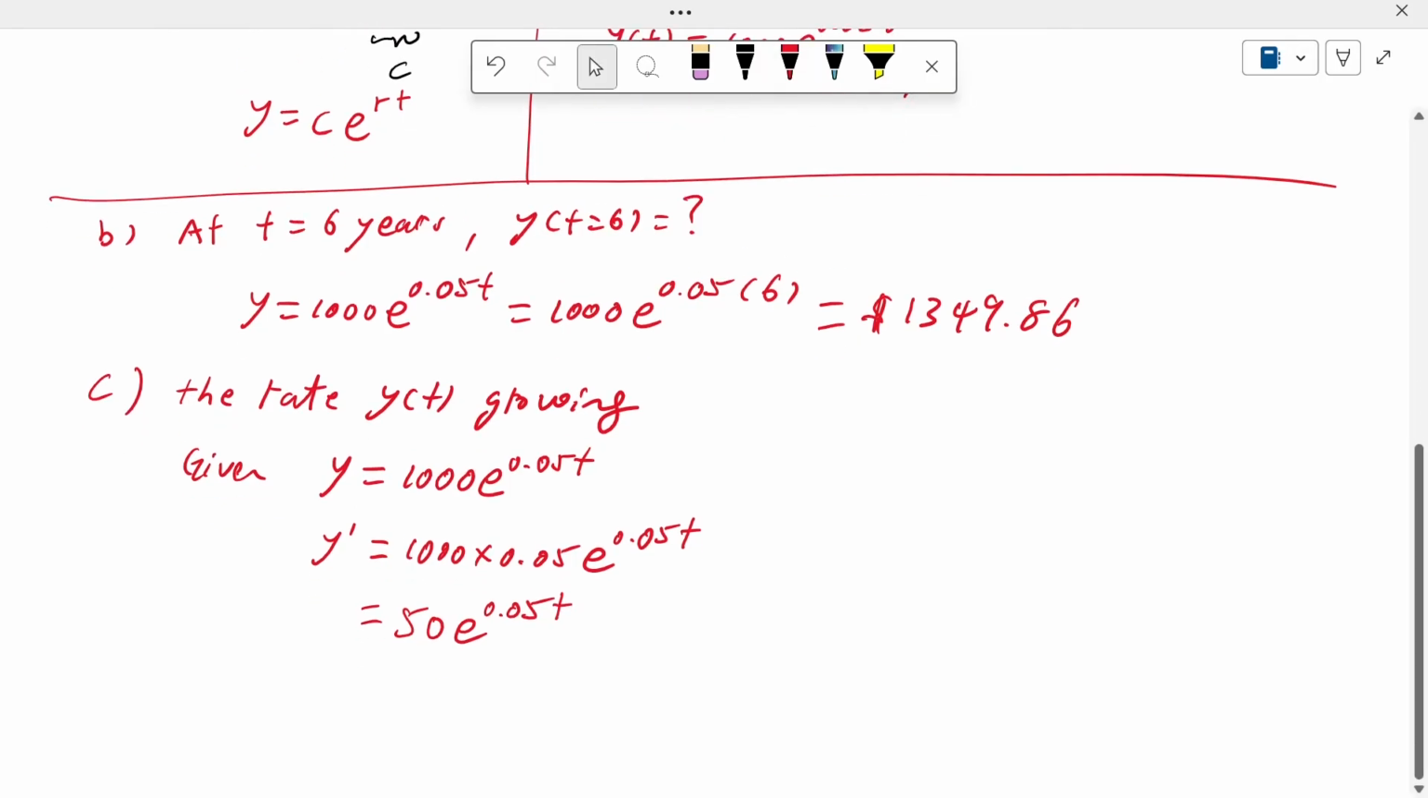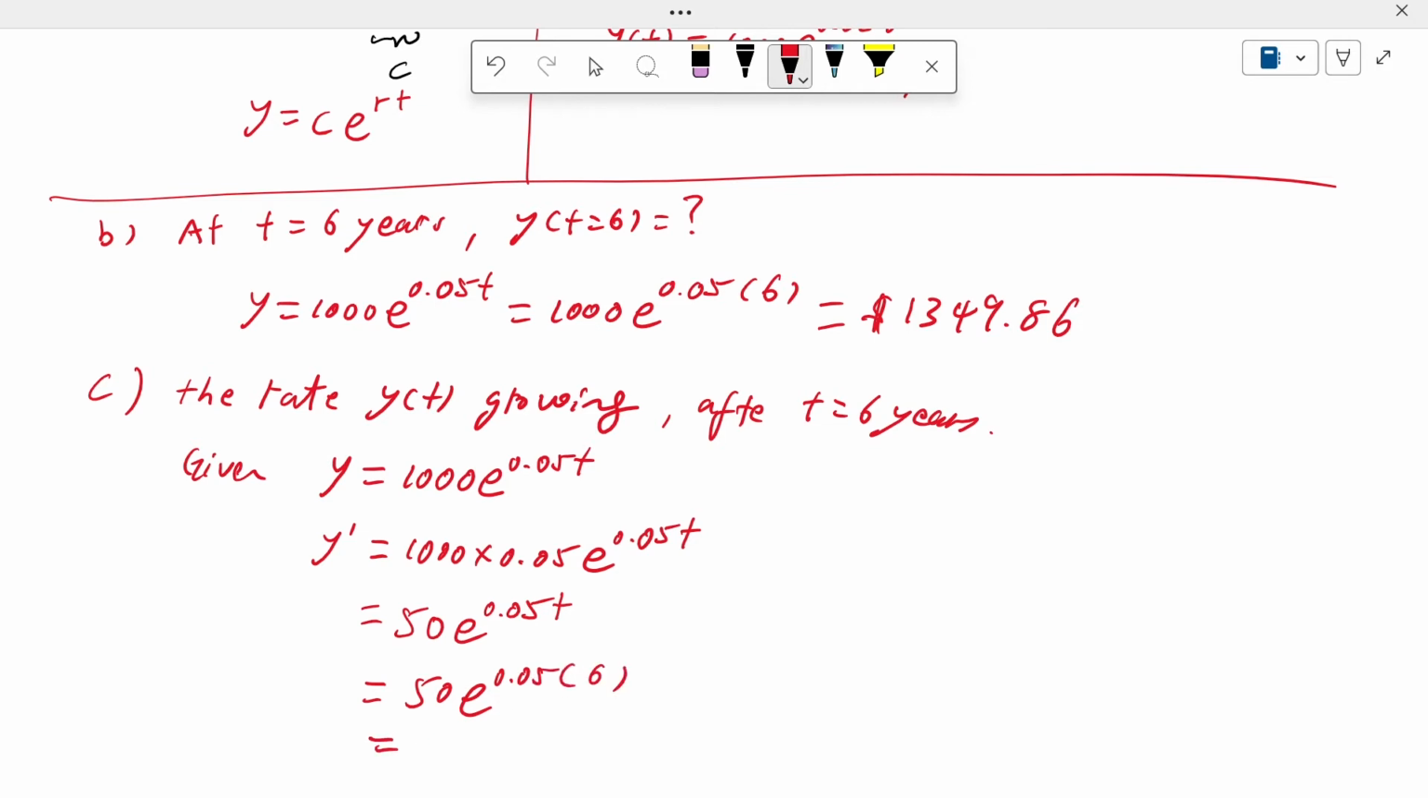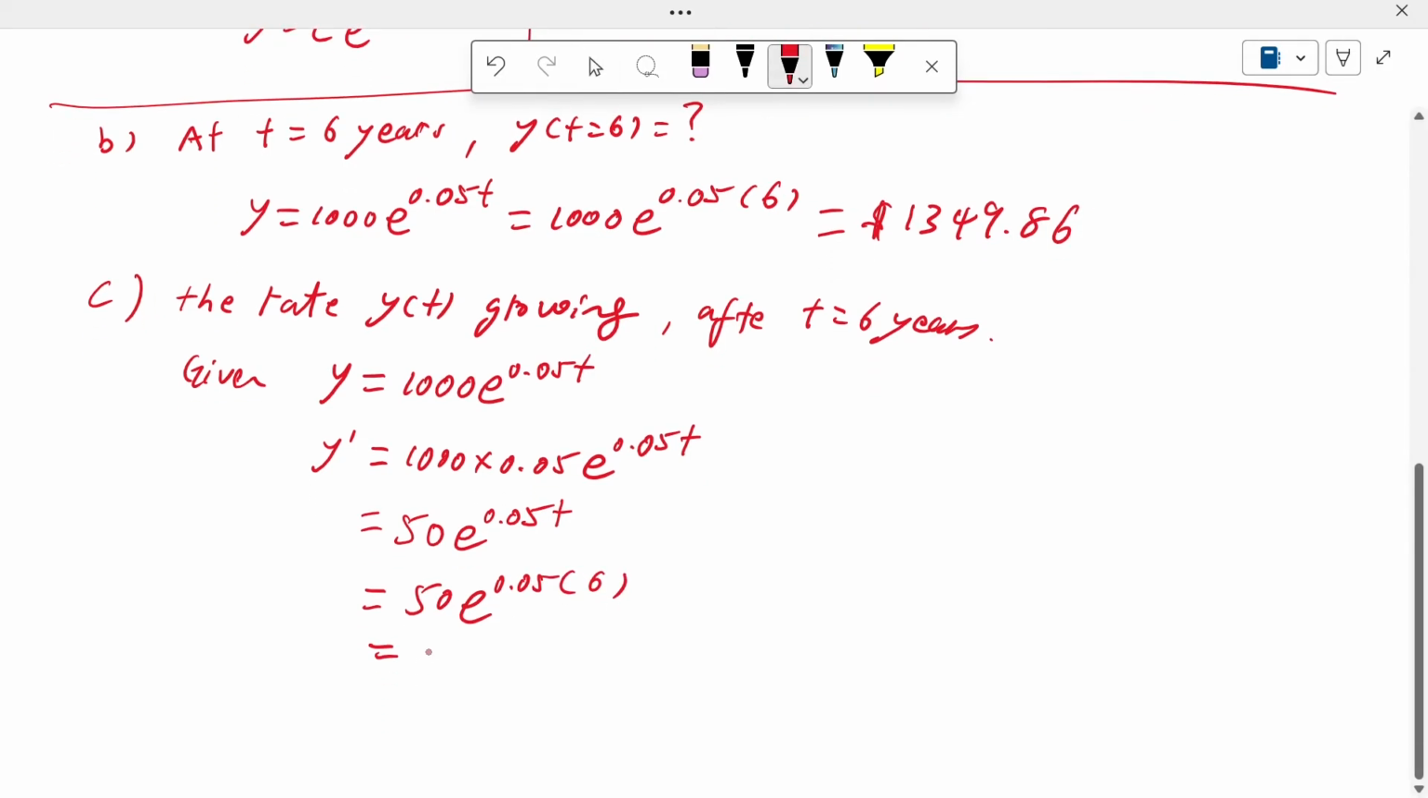We want to know the rate after 6 years, that means at t equal to 6. So we substitute into these equations, 50 times exponential of 0.05 times 6. Then this gives us the rate of change, which is 67.49 dollars per year. This is the growing rate of your money in the bank after 6 years. So this is method 1.